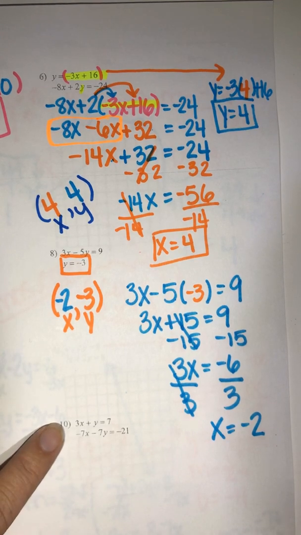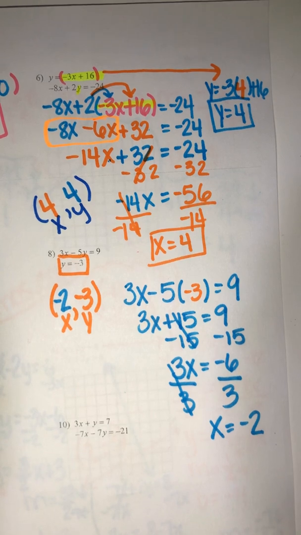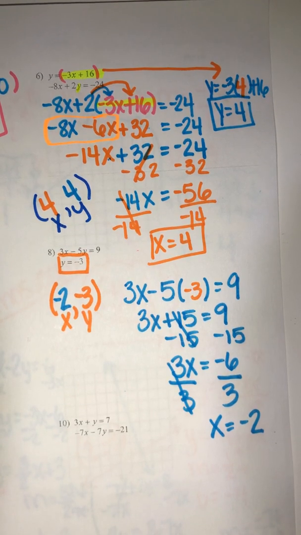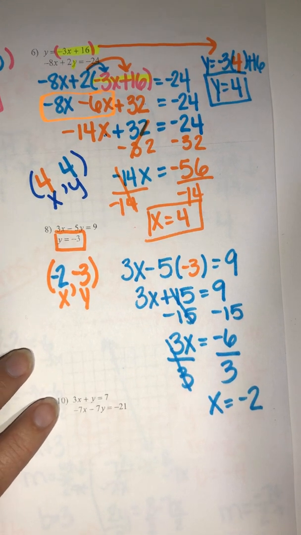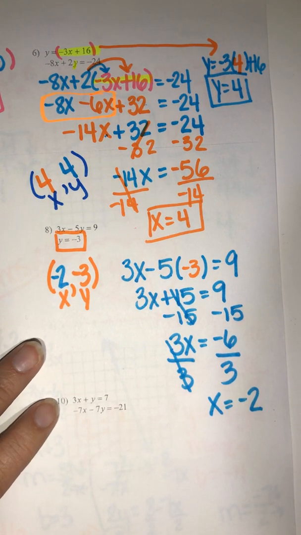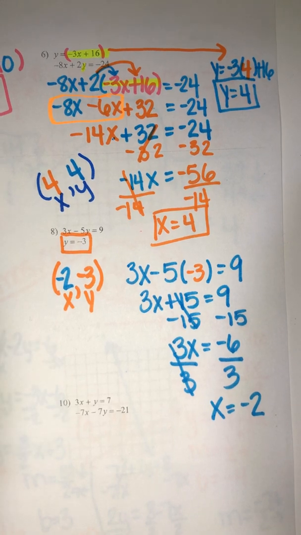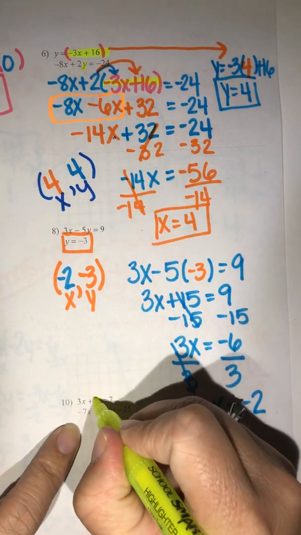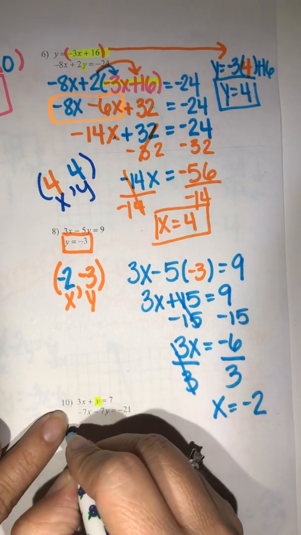Number 10, you'll notice that it does not have a variable by itself already. So what we have to do is we actually have to solve to get one of the variables by itself. And the easiest way to do that is look for a variable that has a coefficient of 1. So the number in front of it is a 1. And so what I'm going to do is I'm going to solve for this y right here, because it's a positive y. So as I do that, I'm going to just rewrite it down here.